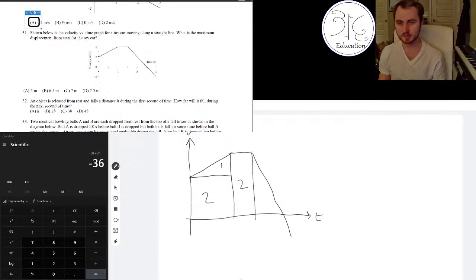And then this last guy, we're going from 1/2 to 2.5, so it's a width of 1, height of 4, and then divide by 2. That's going to give us an area of 2. So adding these all up, I get my total x displacement is equal to 7 meters, I guess. Which is C here.